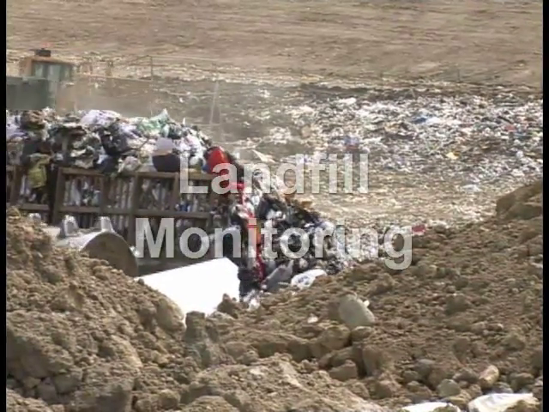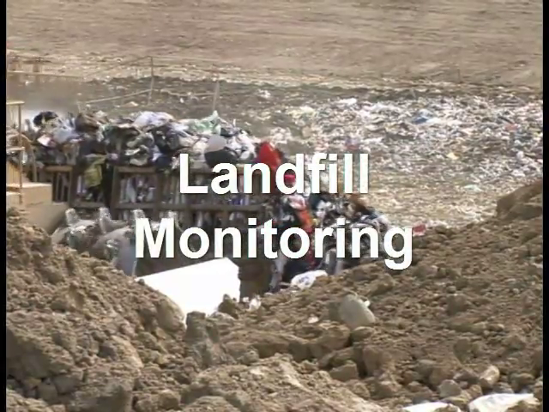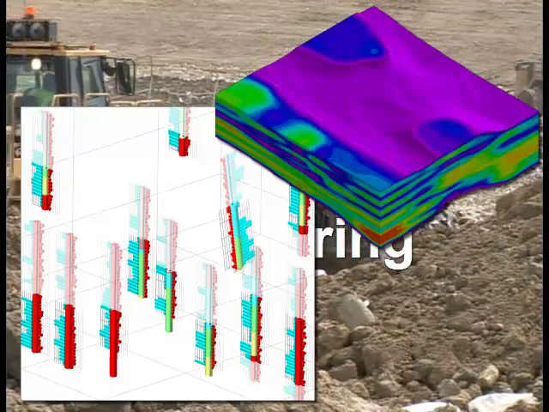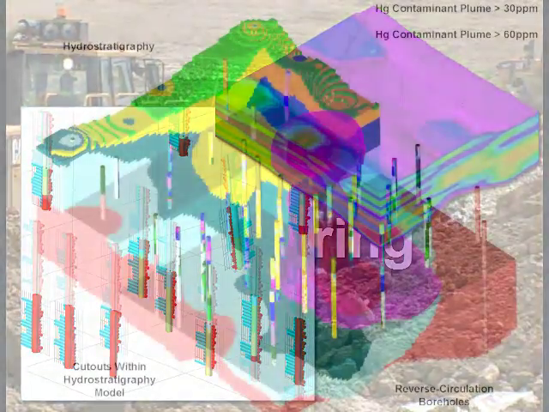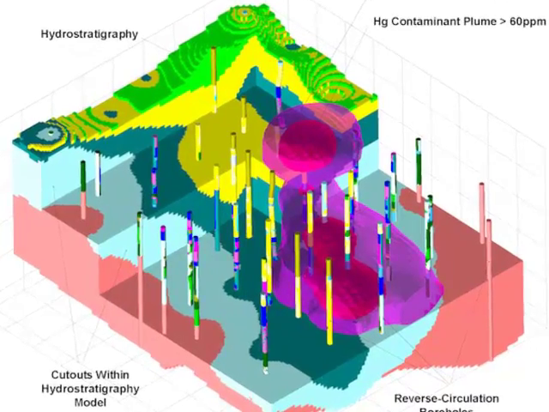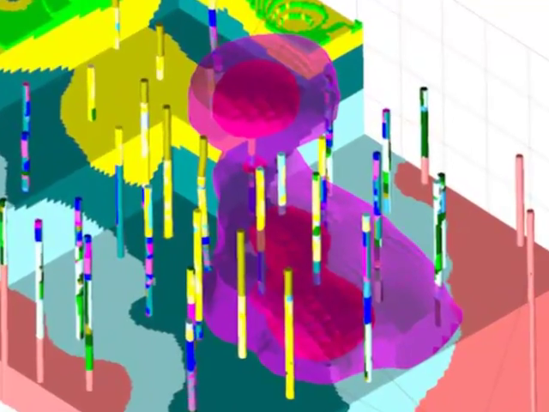Landfill site monitoring is accomplished by entering the data for all of the monitoring wells within the immediate vicinity and generating models for each of the salient contaminants. In this example, we've combined a cutaway view of the local hydrostratigraphy with a plume model representing regions where mercury levels have exceeded a regulatory threshold.